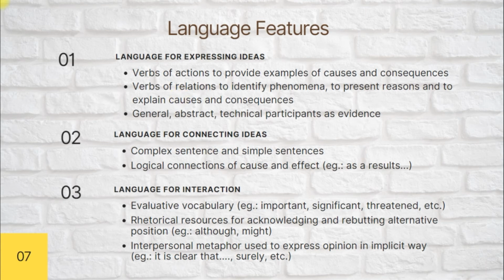And then, it is mentioned here general, abstract, technical participants as evidence. Participants here are nouns in subject, object, or complement. They are general, abstract, and technical participants because exposition talks about certain issues which are technical and general, for example global warming, technology and other general fields.